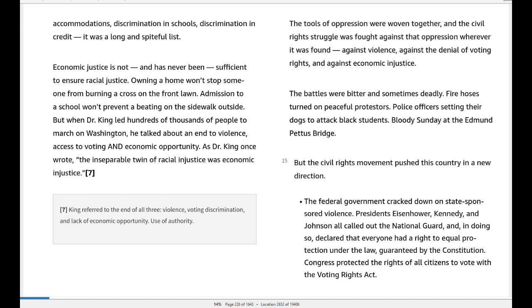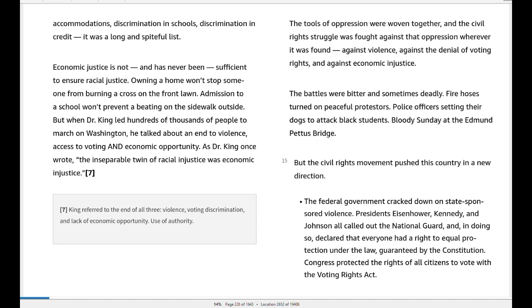wherever it was found, against violence, against the denial of voting, and against economic injustice. The battles were bitter and sometimes deadly. Fire hoses were turned on peaceful protesters, police officers setting their dogs to attack black students. Bloody Sunday at the Edmund Pettus Bridge.